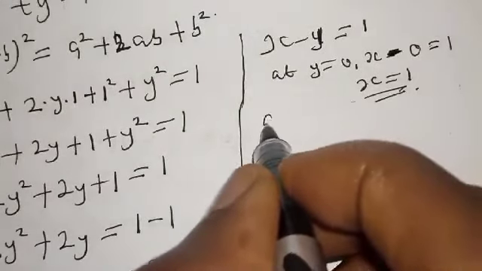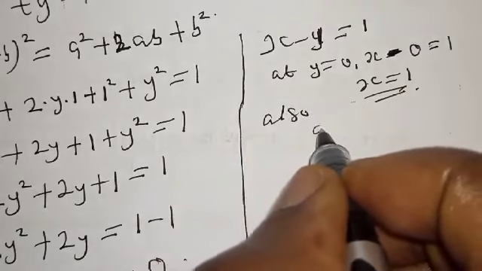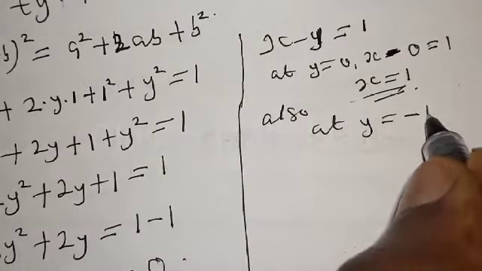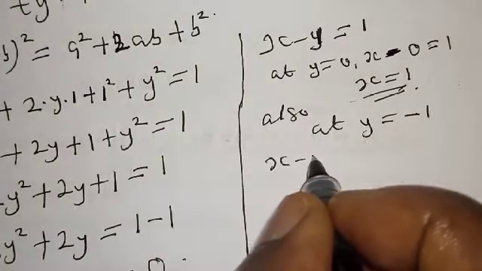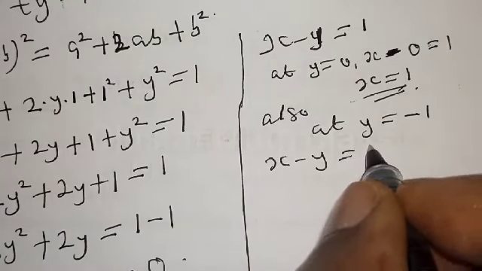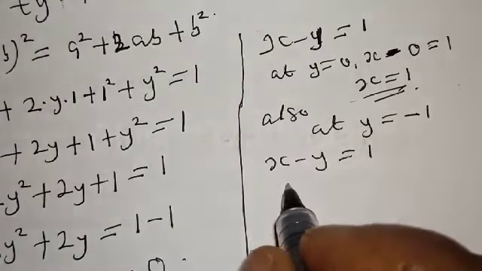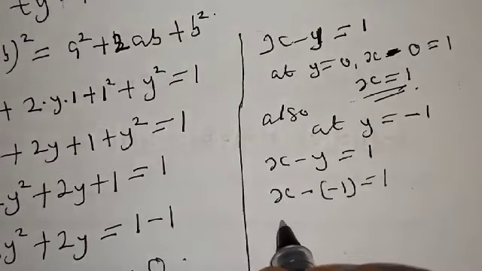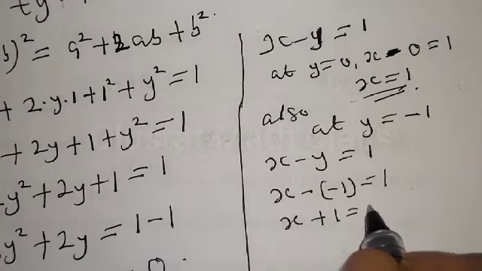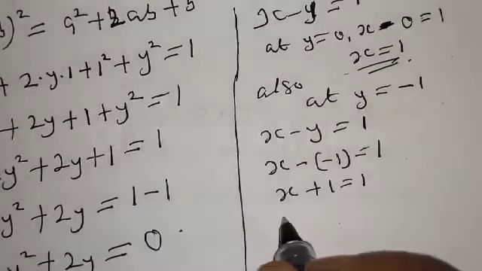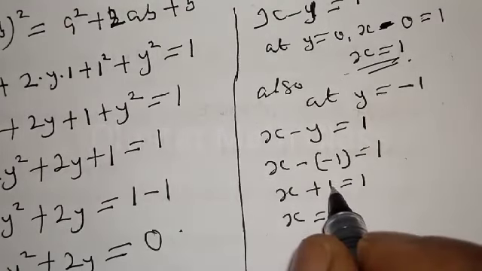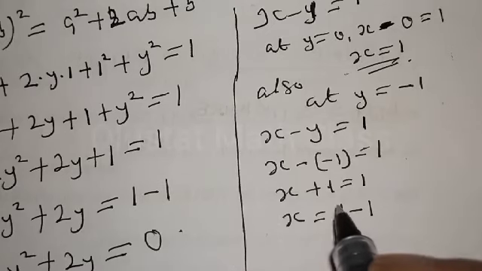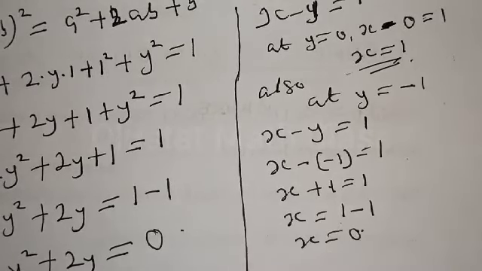Also, at y equal to minus 1, we have x minus y equal to 1. Then when y is equal to minus 1, we have x minus into minus 1 equal to 1. Therefore, we have x plus 1 equal to 1. This is plus 1. If it crosses to the other side, it becomes minus 1. Therefore, x is equal to 0.